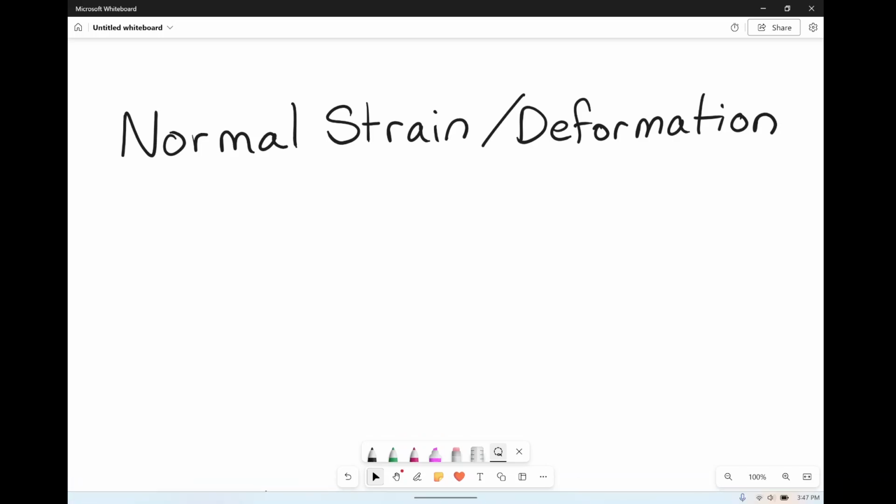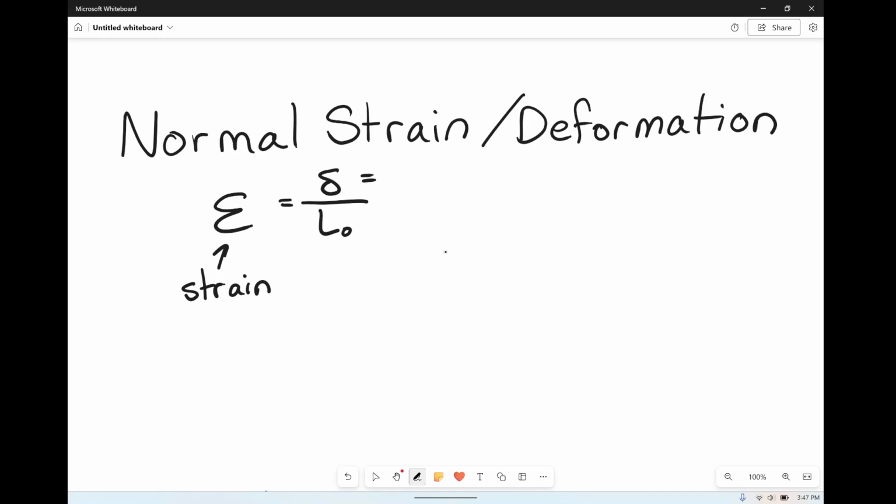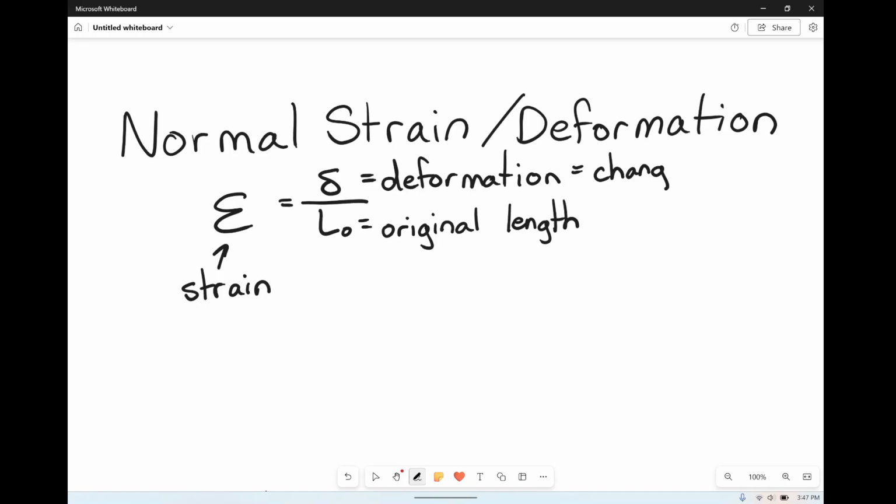This video is going to talk about normal strain and deformation. So normal strain is little letter epsilon, and this strain is equal to deformation, which is little letter delta, over the original length. So again, this is deformation, and this is the original length. Strain's pretty simple. Deformation, by the way, is simply a change in length.